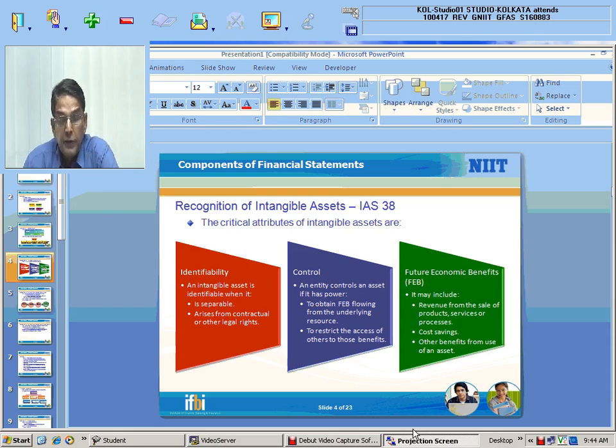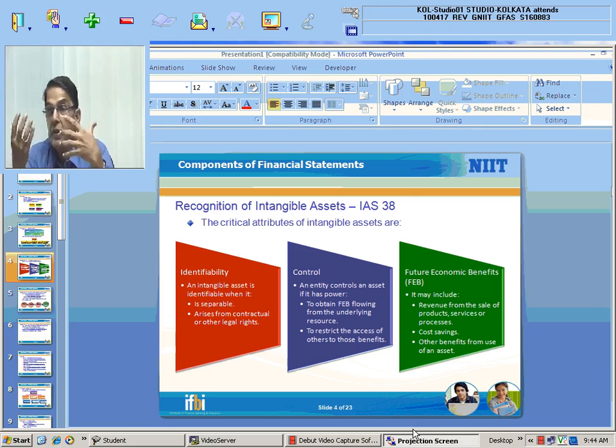Similarly, purchase of customer lists or expenditure on advertising. Sometimes certain organizations purchase lists of prospective customers or they make huge expenditure on advertising. This expenditure is identifiable, etc., but it does not provide control to an entity over the expected future benefits, because customers are not forced to buy from the entity and they can go elsewhere. If you are advertising your product, your advertisement expenditure may not restrict the customer to whom it is targeted from buying from you. They can buy from others. So the control is not there.